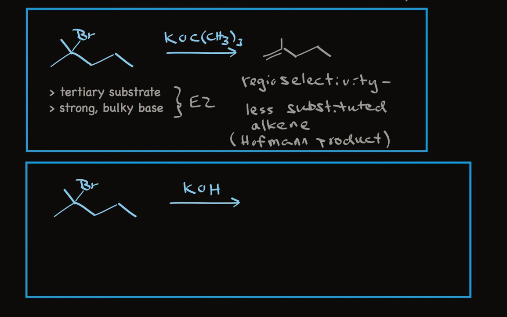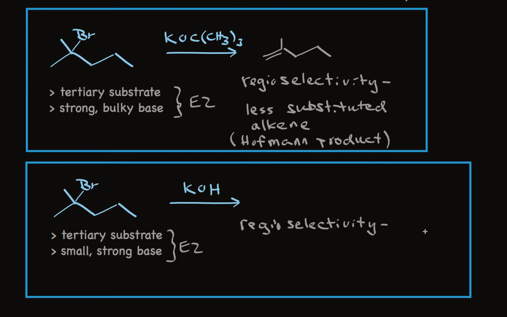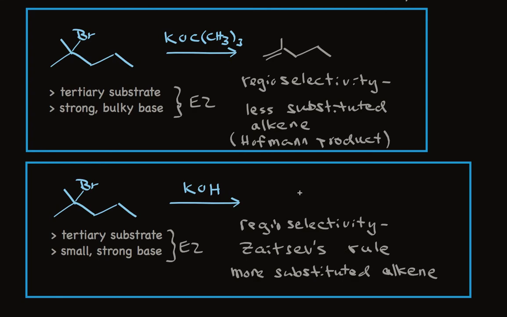When the same tertiary bromide is treated with a strong base that isn't bulky, we see the other regiochemistry. This tertiary substrate, treated with a strong base, undergoes an E2 reaction, but now the regioselectivity follows Zaitsev's rule. You make the more stable, more substituted alkene. The double bond has more alkyl groups attached.